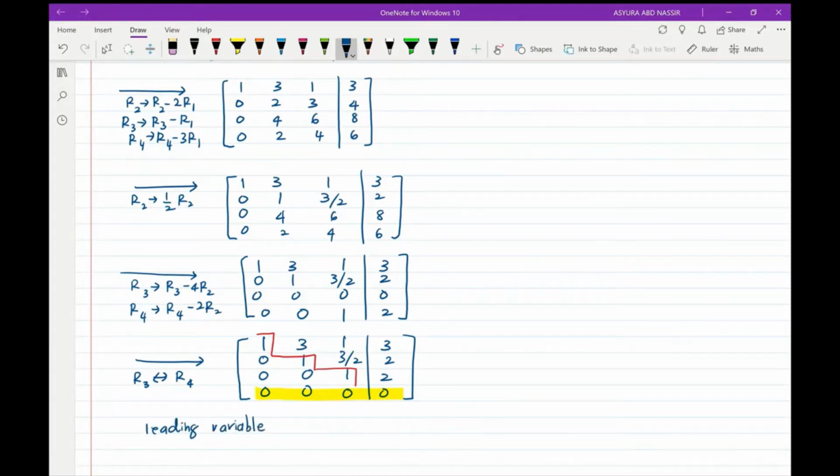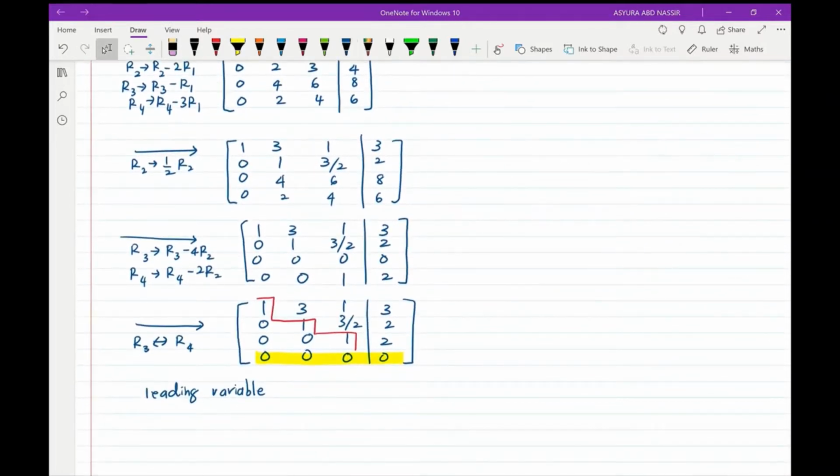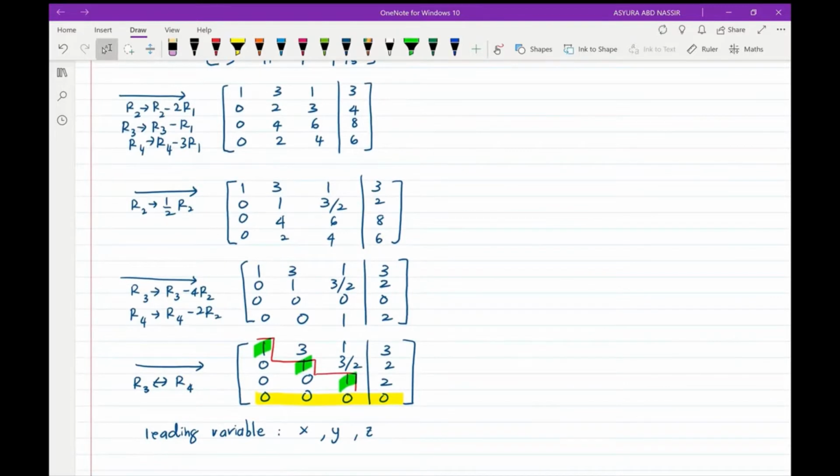Okay, so the leading variables here are x, y and z, since you have a leading one in each column. Then continue. Next step, you will have your back substitution. Continue with back substitution.